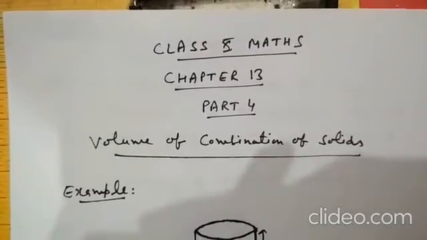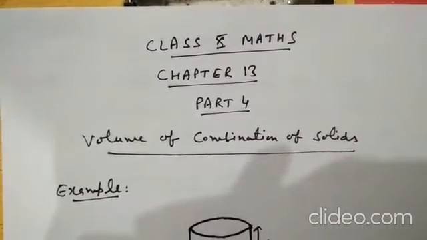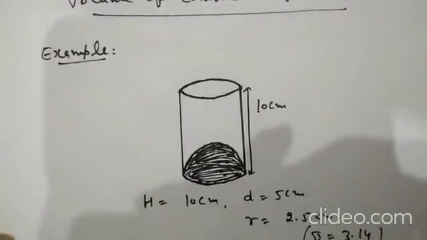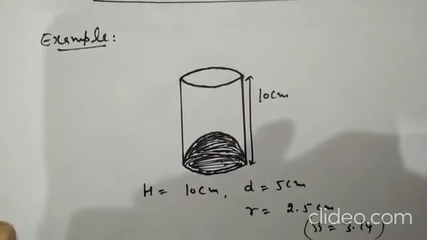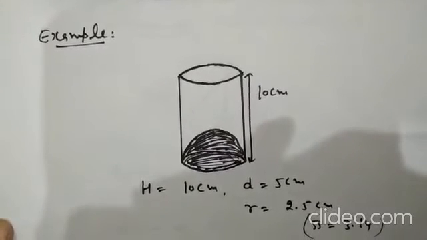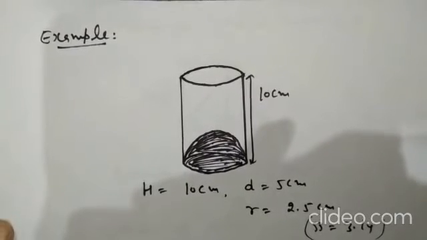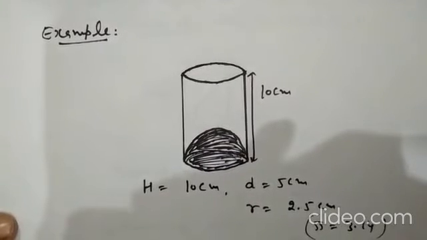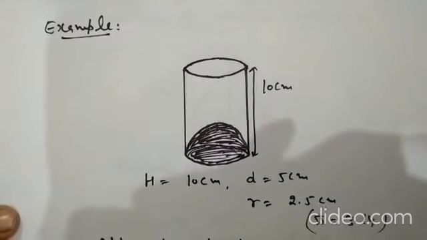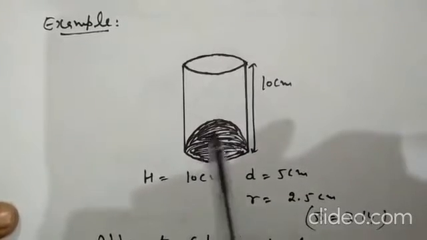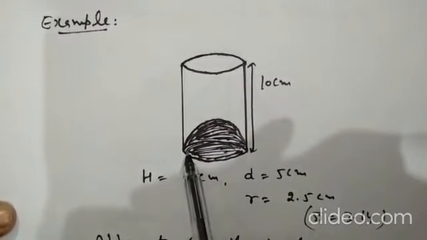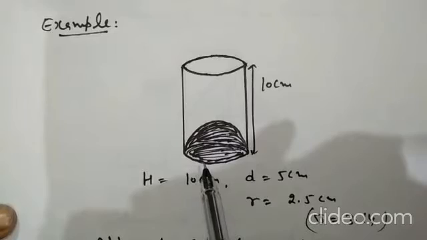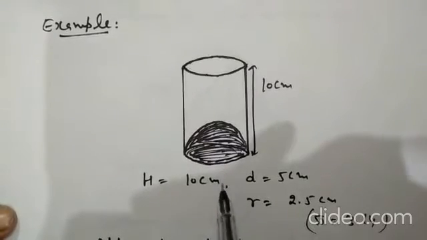Hello students, we continue with chapter 13, part 4, volume of combination of solids. Let's discuss one example. A juice seller was serving his customers using glasses as shown in the figure. The dimensions of the glass are given as height of the glass is 10 centimeter and diameter 5 centimeter, but the bottom of the glass had a hemispherical raised portion which reduced the capacity of the glass. Find the apparent capacity of the glass and actual capacity of the glass.